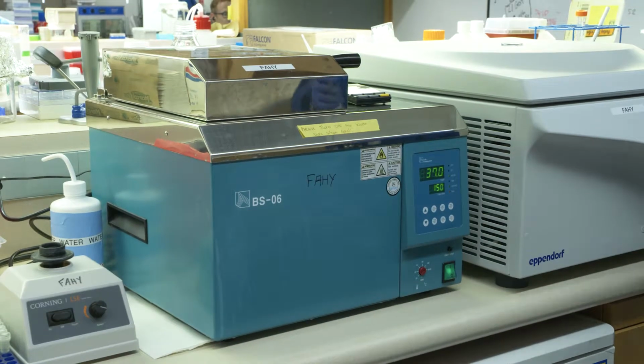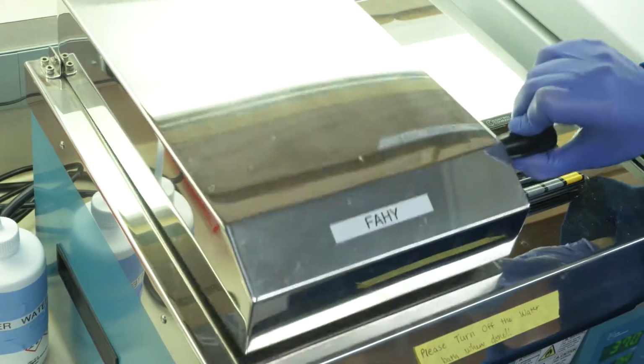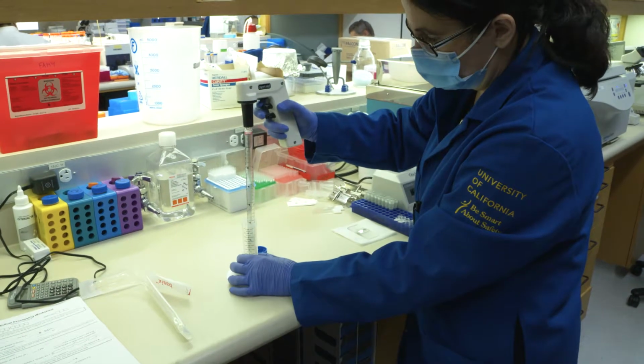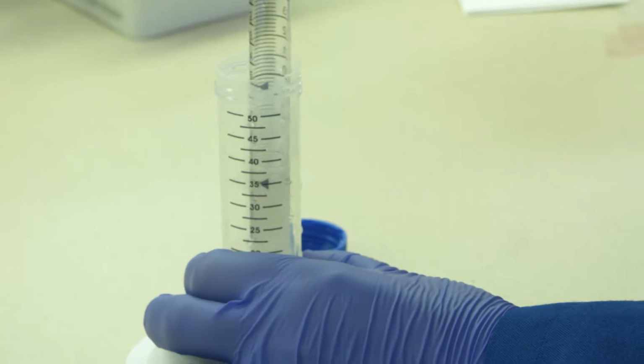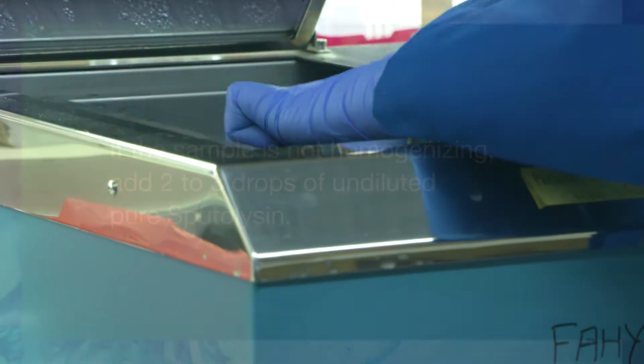Place the sputum sample in a shaking water bath at 37 degrees and 150 shakes per minute for 15 minutes. At 5, 10 and 15 minute intervals, remove the sample from the shaking water bath. Mix well, but not vigorously, with the serological pipette and return it to the shaking water bath.